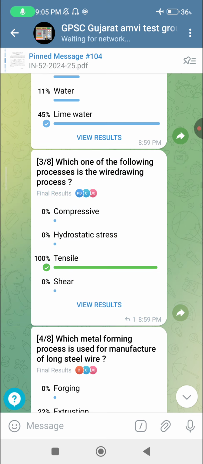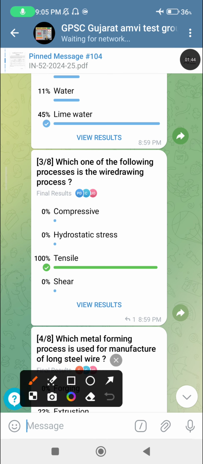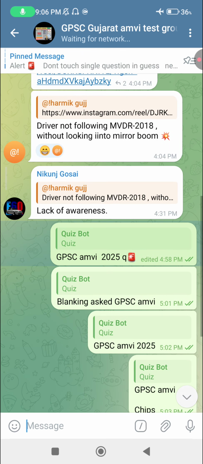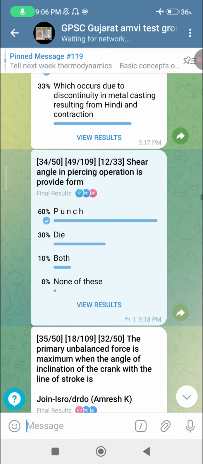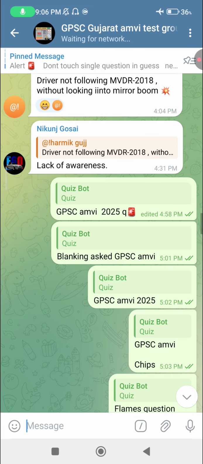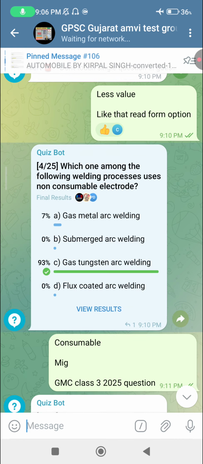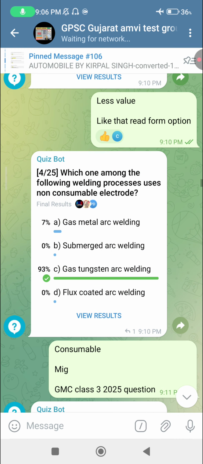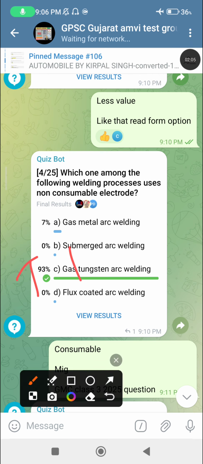Then the wire drawing process. What force acts in wire drawing? Tensile stress acts. This question has been asked. Then shear angle in a piercing operation provided on the punch; the answer is blanking. Then which welding uses a consumable electrode or non-consumable electrode? TIG welding is non-consumable electrode, MIG is consumable.